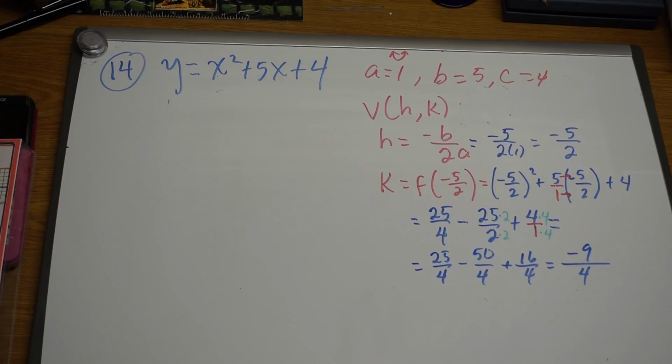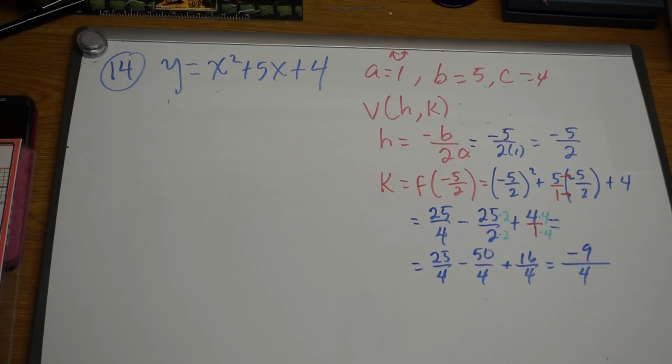If you notice, a equals 1, b equals 5, and c equals 4. Since the vertex is (h, k), we're going to use the formula for h, negative b over 2 times a. In this case, it's negative 5 over 2 times 1, and that gives us negative 5 halves. K is f of h, so it's f of negative 5 halves. So we need to plug negative 5 halves into the original equation, which is negative 5 halves squared plus 5 times negative 5 halves plus 4.